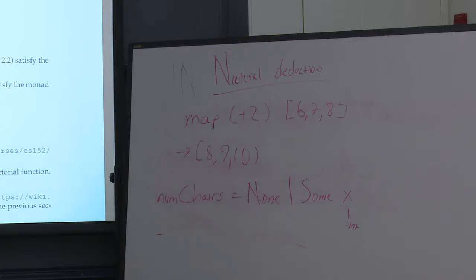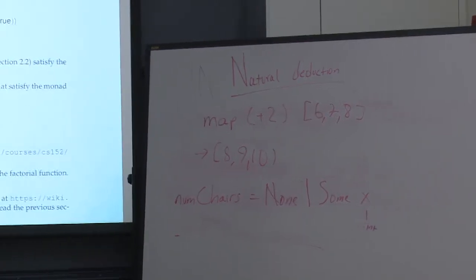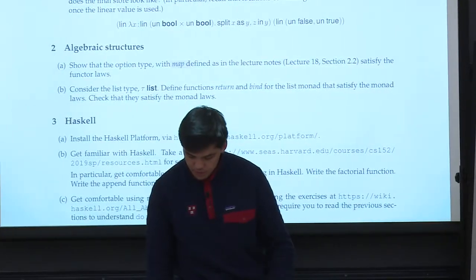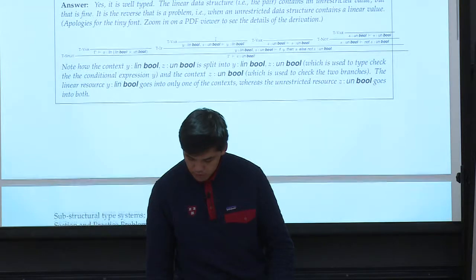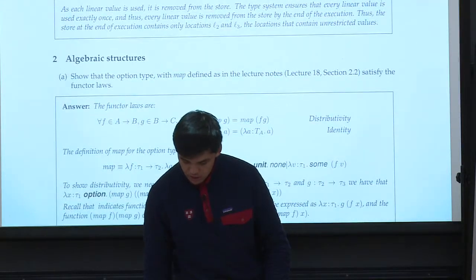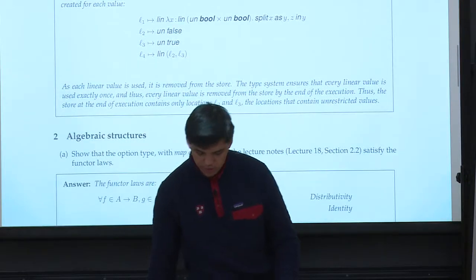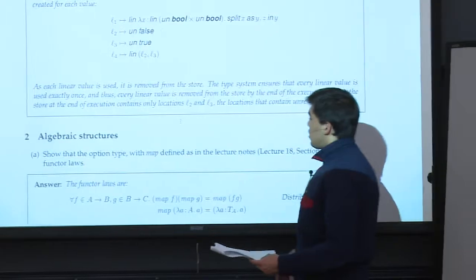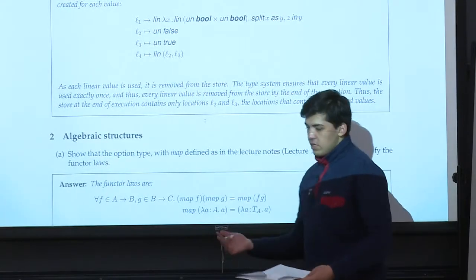So now we will show that the option type satisfies the functor laws for function map. And honestly, the way we do that is like this. Let's go over the solutions, actually. Here what we're given is, we have two functor laws. And what are functors?